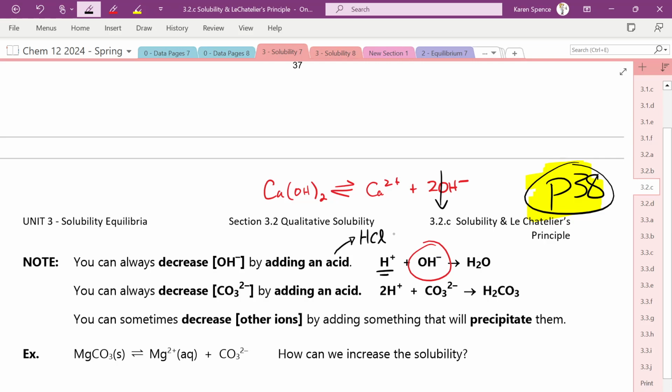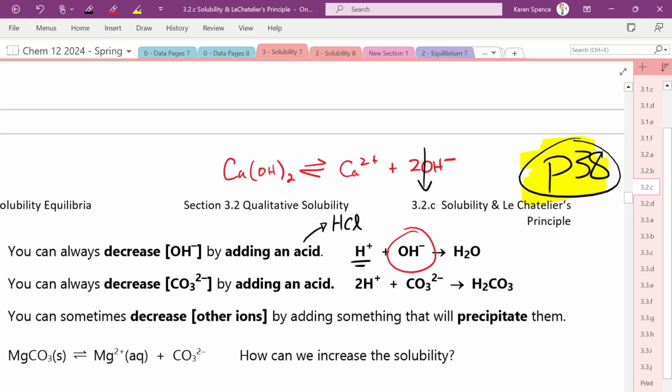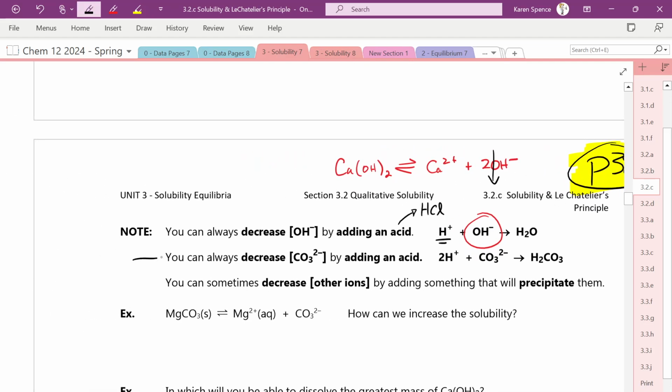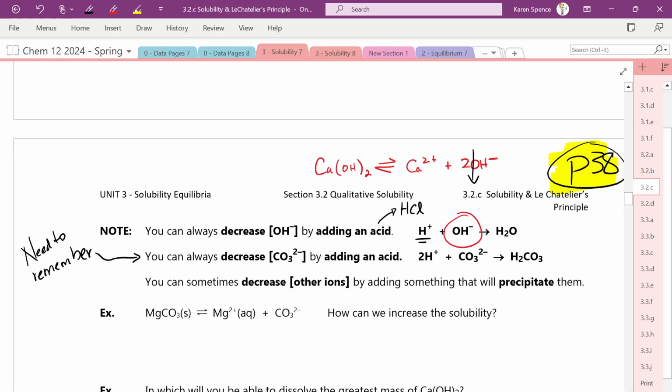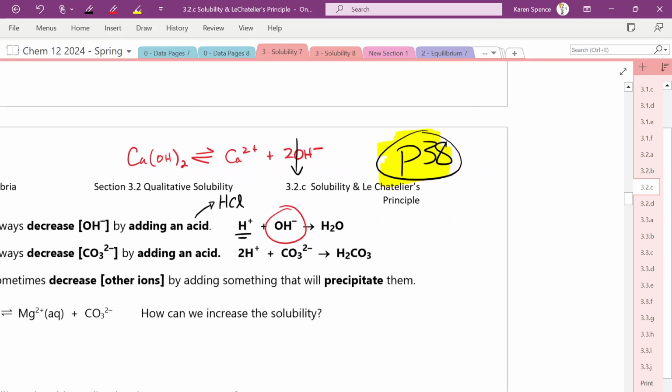Now, the next one is just something that you will need to remember. Or you can play the odds and say, I probably won't need to know that. It could come up or it might not. It's one of those things where every once in a while there is a question on carbonate and often there is not. But if you're going to university and you're going to take chemistry, this is a worthwhile thing to know anyway.